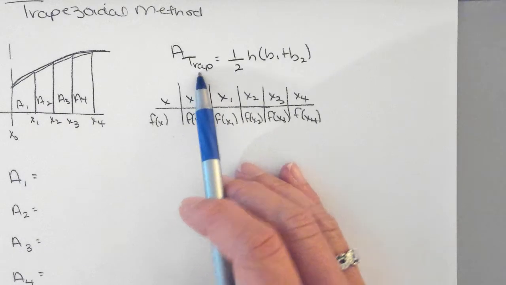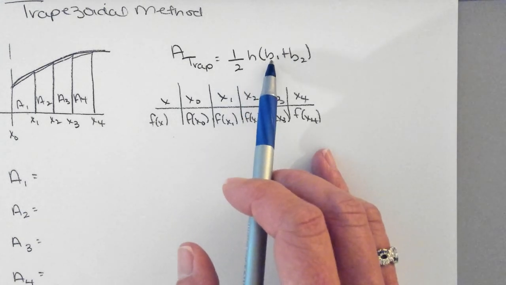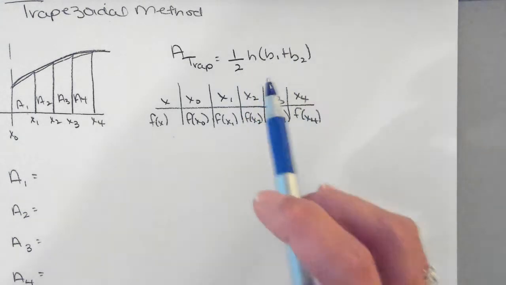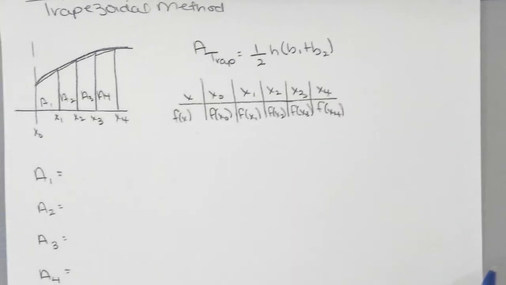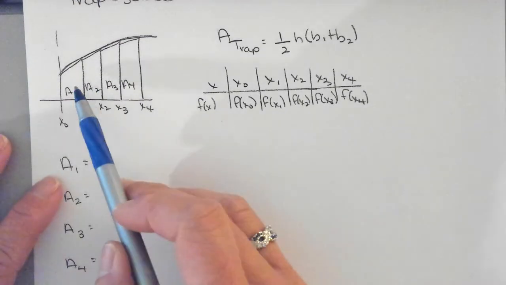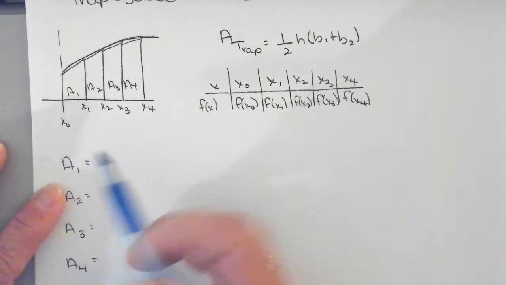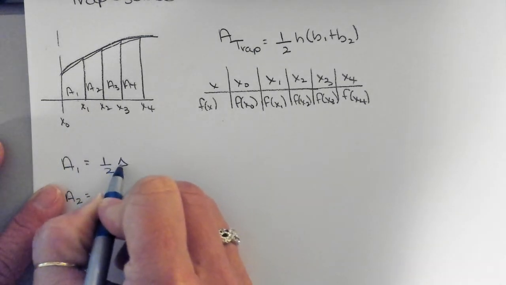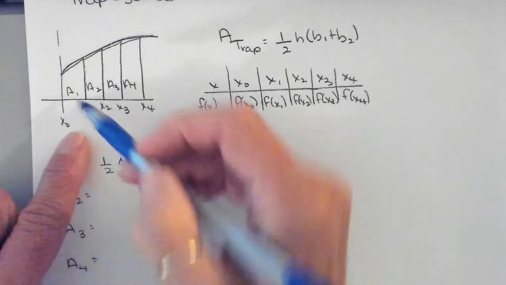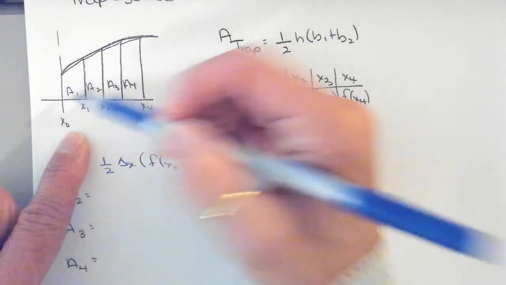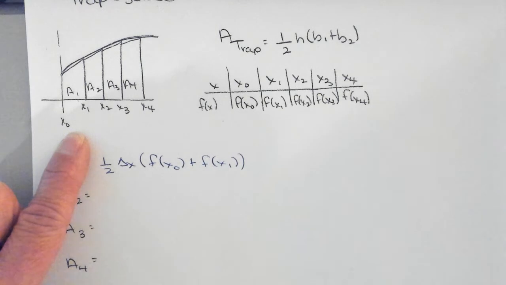So for those of us that have forgotten, to find the area of a trapezoid, it's 1/2 the height times the sum of the first and second bases. And when I say the base, when you turn it on its side, you have the top and the bottom. So if I'm looking at each trapezoid here, we have the area of the first trapezoid, which is going to be 1/2 delta x times f of x sub 0, because that would represent this height right here, which is the first base, plus f of x sub 1.